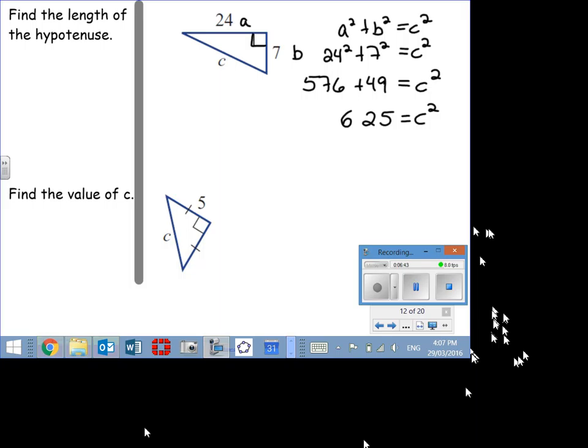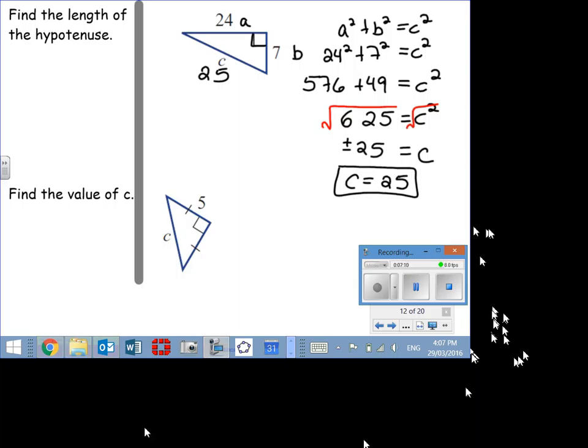And remember, to get rid of the square, we're going to do the opposite, which is to square root. And I should get C is equal to plus or minus 25. But remember, we're talking about the length of the sides of a triangle, so I'm always going to go with the positive 25. So if I look back at my triangle, this side should be the longest, and if it's 25, it is the longest.